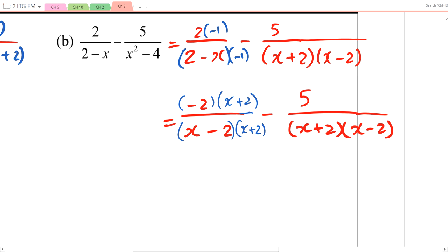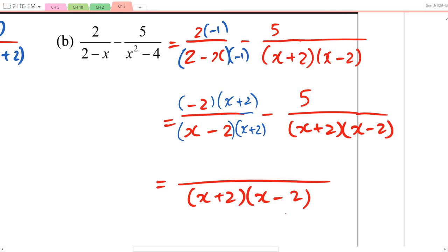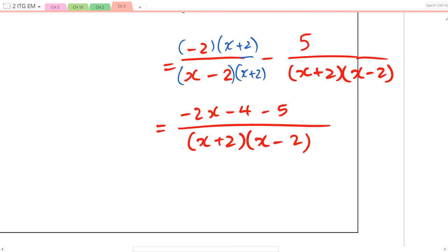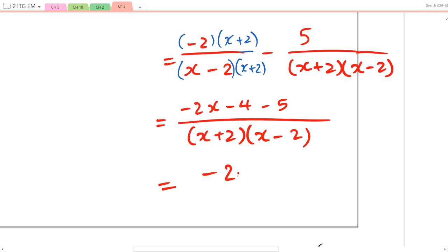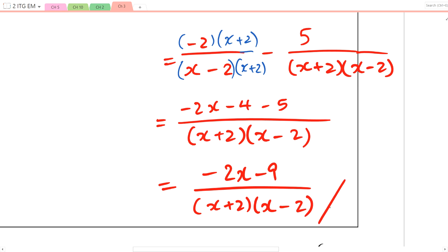Okay, so now the denominators are the same. X plus 2, x minus 2. In the numerator, we have to expand carefully. Negative 2x minus 4 minus 5. Leaving me with negative 2x minus 9 over x plus 2, x minus 2.